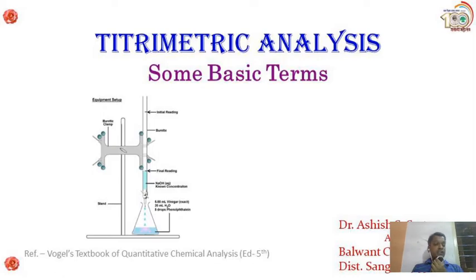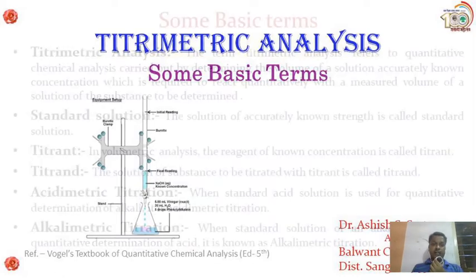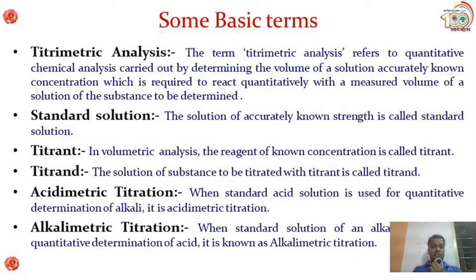I am discussing here some basic terms from the titrimetric analysis. Very first, titrimetric analysis refers to quantitative chemical analysis carried out by determining the volume of a solution of accurately known concentration which is required to react quantitatively with a measured volume of a solution of the substance to be determined. So that's also we can call this as a volumetric analysis.